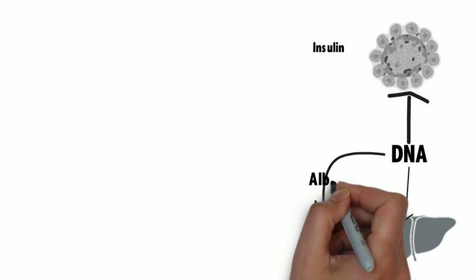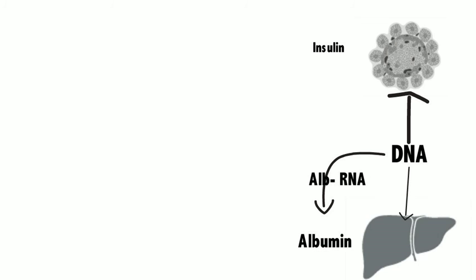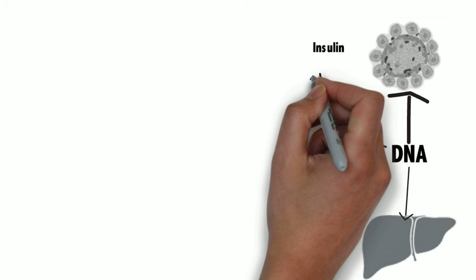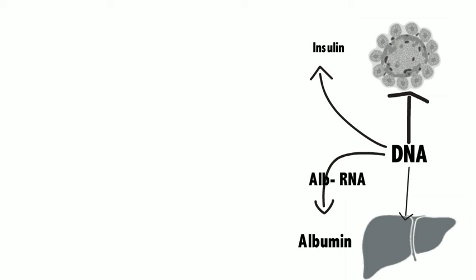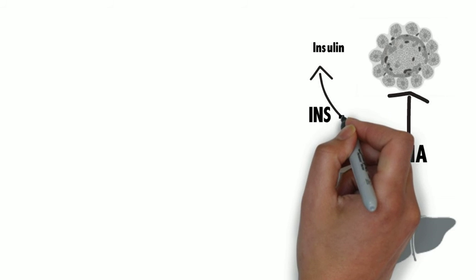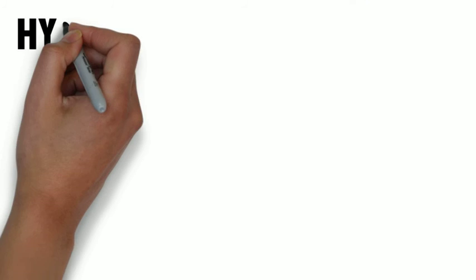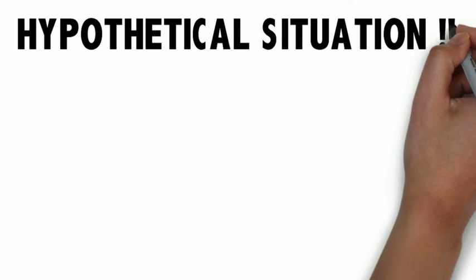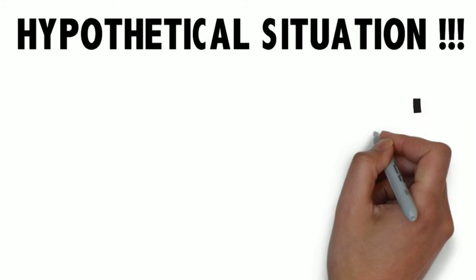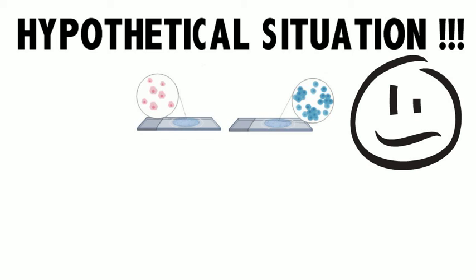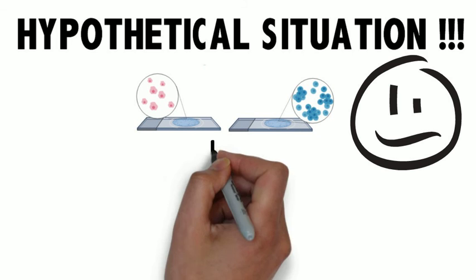So the liver cell will have an abundance of albumin RNA, which will make albumin, and the pancreatic cells will have an abundance of insulin RNA, which will make insulin. Now let's think about a hypothetical situation. Say your friend is confused between two slides. The slides either had liver cells or they had pancreatic cells. You need to come up with an idea to solve this problem.